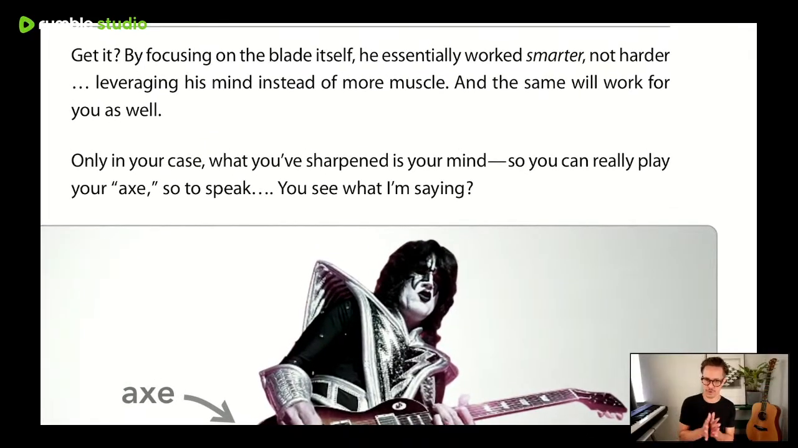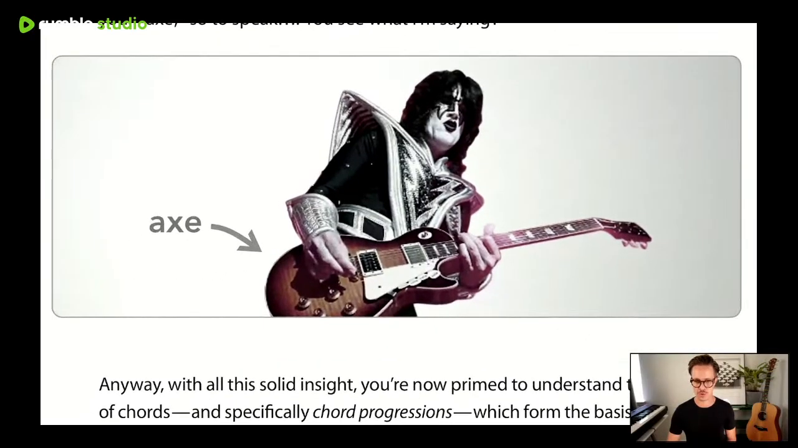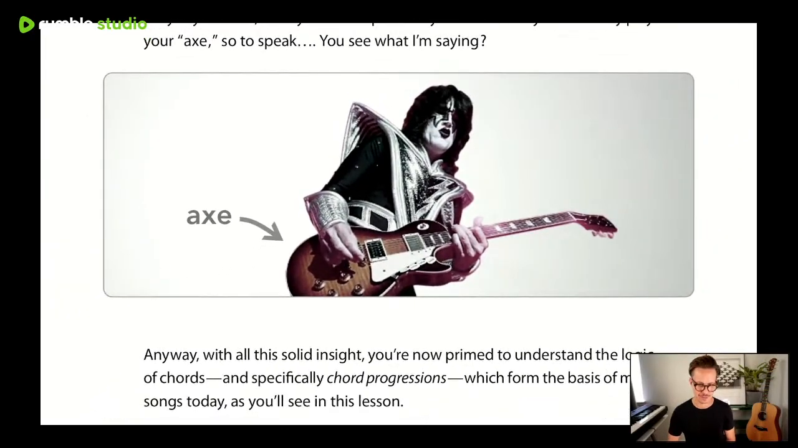So get it, by focusing on the blade itself, he essentially worked smarter, not harder, leveraging his mind instead of more muscle, and the same will work for you as well. Only in our case, what you've sharpened is your mind, so you can really play your axe, so to speak. See what I'm saying? So the guitar is sometimes called an axe, if you didn't know.